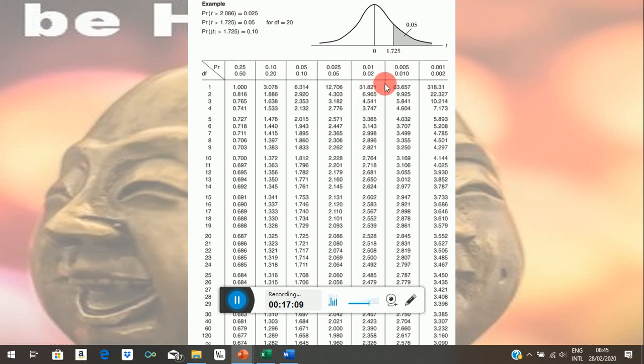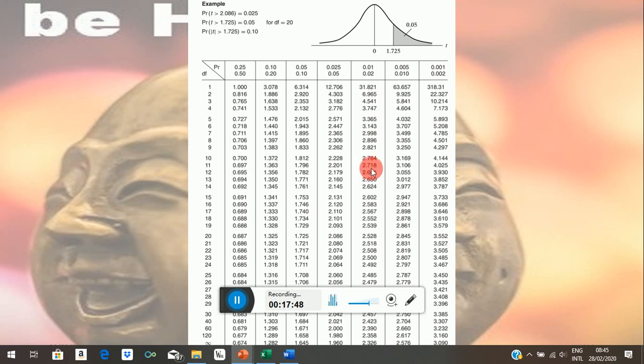Okay, so the upper row here tells us the probabilities in one area like they show in the graph. The lower part is the sum of the probability in this area and that area. But here we are doing a one-sided test, which means we are only looking at one area, okay? So we want 1% in this area according to what we just stated, and this is 1% here. So we come down until we get to 11 degrees of freedom. This is 11 under 1%.